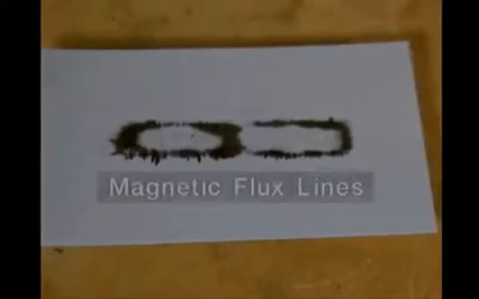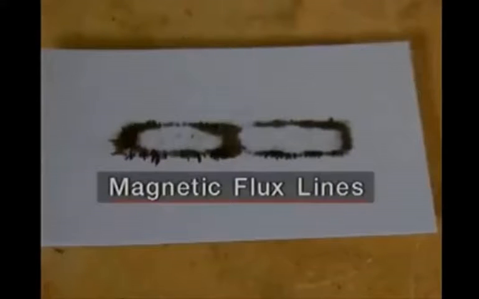We can get an idea of what these magnetic fields look like with a simple demonstration. First, we'll place the magnets close together with the opposite poles next to each other. Next, we'll place a piece of paper over the magnets and sprinkle some iron filings on the paper. Notice that the filings are forming patterns or lines. The lines that are formed by the filings indicate magnetic force lines. The lines are usually referred to as magnetic flux lines.